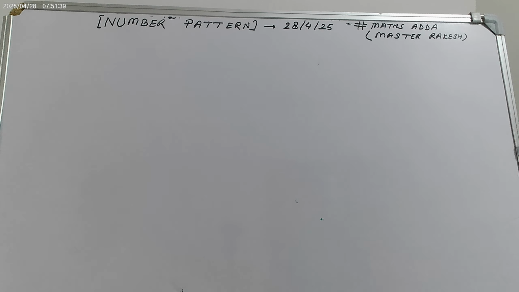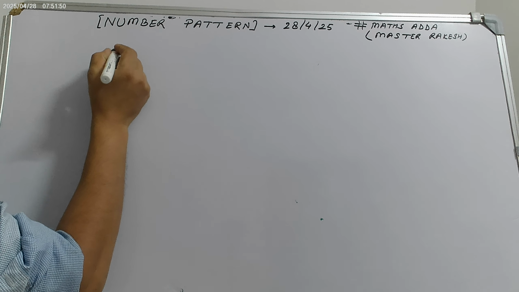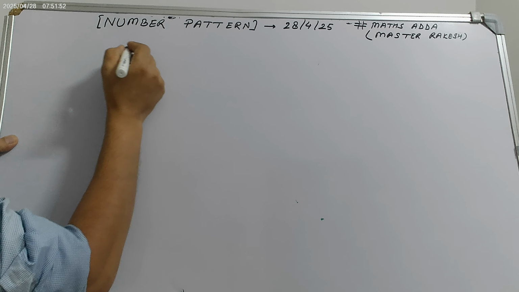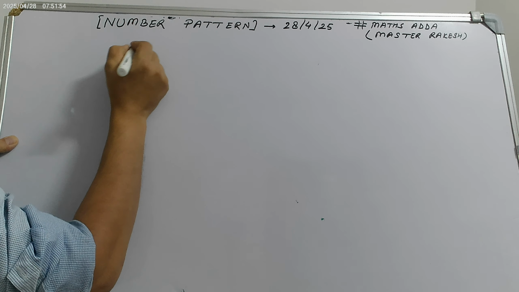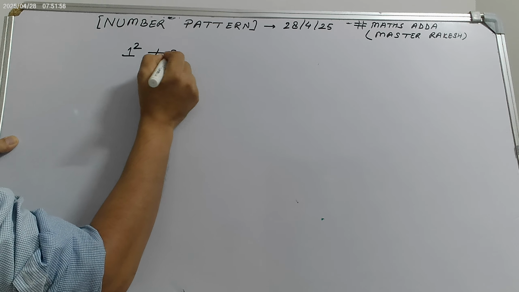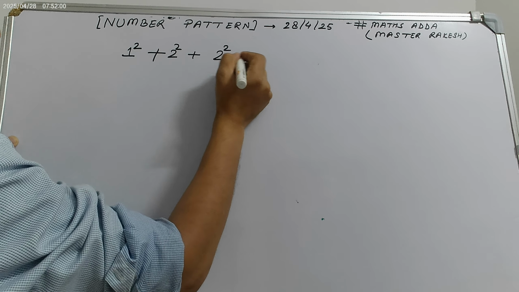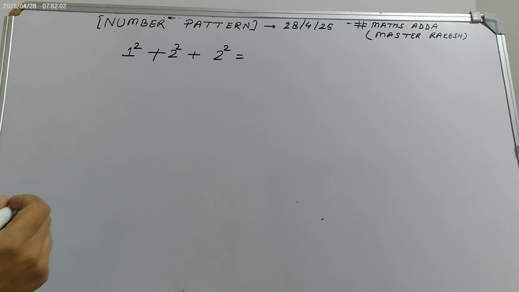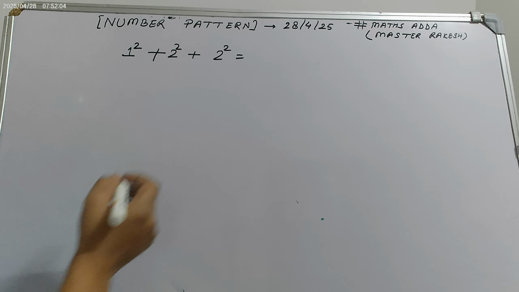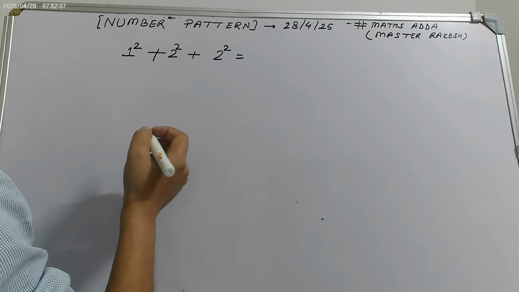There are a number of questions we are about to learn today. Number patterns. There are interesting patterns. Suppose there are continuous numbers 1 and 2. If I square them, 1 square plus 2 square plus 2 square equals what? These are the patterns we will learn. We will understand the patterns.